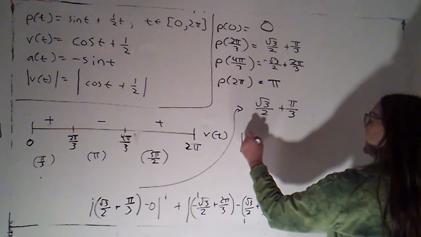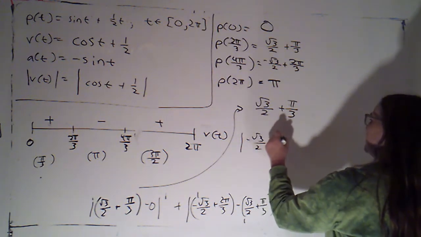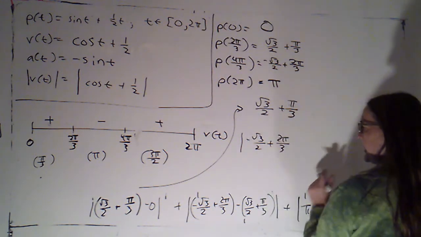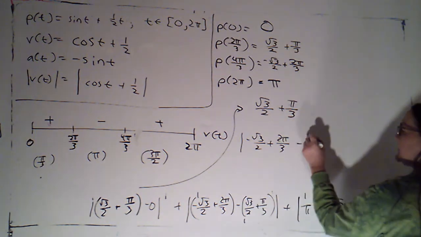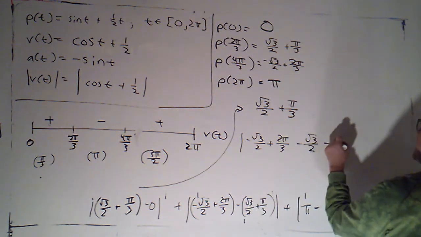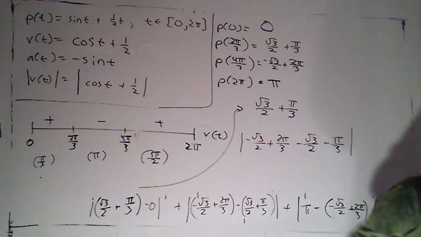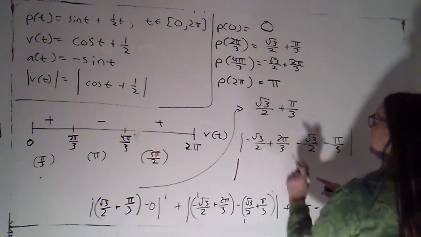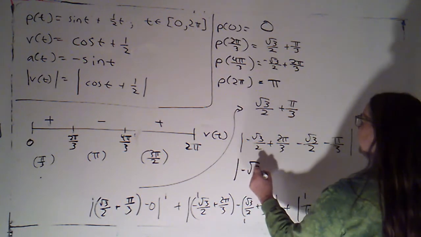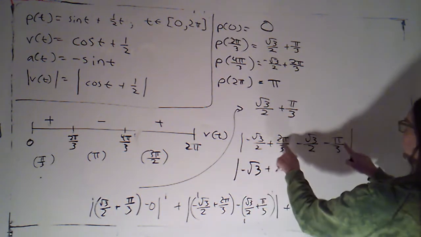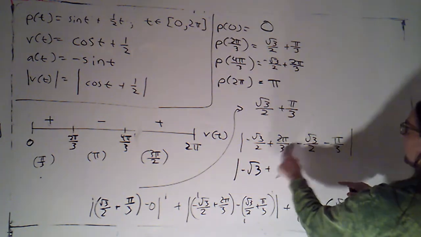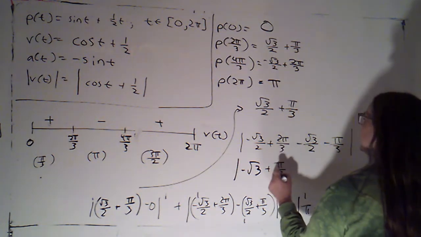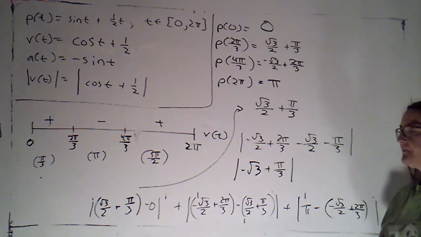Absolute value of negative root 3 over 2 plus 2 pi over 3. I'm going to distribute that negative. Minus root 3 over 2 minus pi over 3. Okay. So let's see. These are both negative. So I'm just going to have a negative root 3 plus, looks like we've got 2 pi over 3 minus pi over 3 plus a pi over 3.